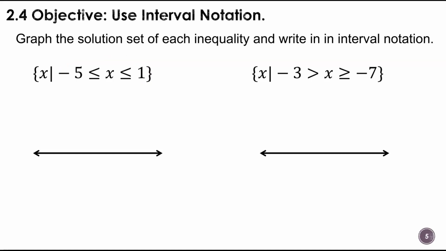If it helps you, you can just say, okay, so x is between negative 5 and 1, and they are both included in this case. So I'm going to use brackets on the graph at negative 5, a bracket at 1, and then everything in between.